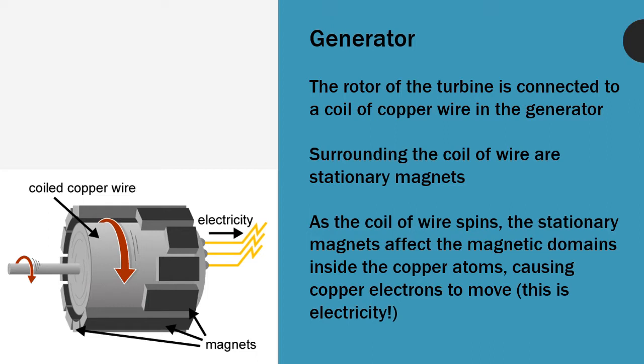Now, as the coil of wire spins around, the magnets are affecting the magnetic domains in the copper. So the stationary magnets on the outside are affecting the copper atoms on the inside, even though they're not physically touching each other. We know magnetism is a force at a distance. And by shifting the domains around inside the copper atoms, those electrons start to move, and that is usable as electricity.